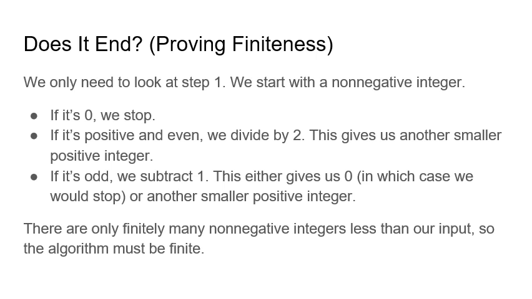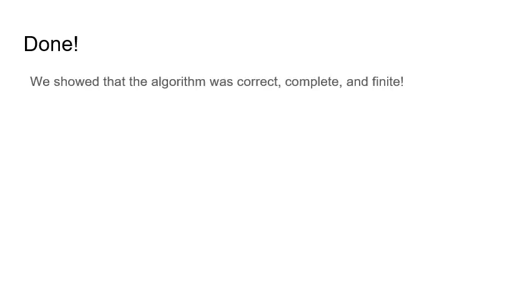So in each of these steps, either we're stopping or getting a smaller positive integer. There are only finitely many non-negative integers less than our original input. So we're only going to end up taking finitely many steps. So the algorithm must end. So we're done. We successfully showed that the algorithm was correct, complete, and finite.